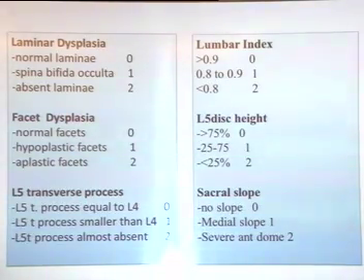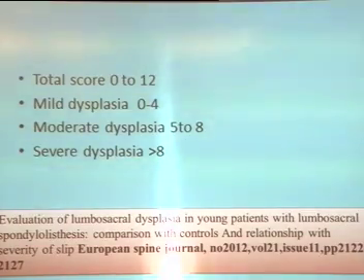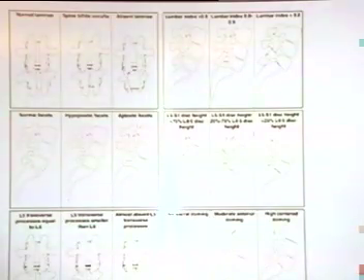Then you look at the lumbar index, that is the anterior height of the L5 vertebra compared with the posterior height of the L5 vertebra, and take a ratio. If the ratio is less than 0.8, the lumbar index score is 2. Similarly, look at the L5 disc height and compare it with the L4 disc height. If it is less than 25%, you give a score of 2. Then you look at the sacral slope, whether there is no slope, a minimal slope, or a dome-shaped sacrum. The total score is 0 to 12. For mild dysplasia, the score is 0 to 4. For moderate dysplasia, the score is 5 to 8. And for severe dysplasia, the score is more than 8. This picture is taken from the article.